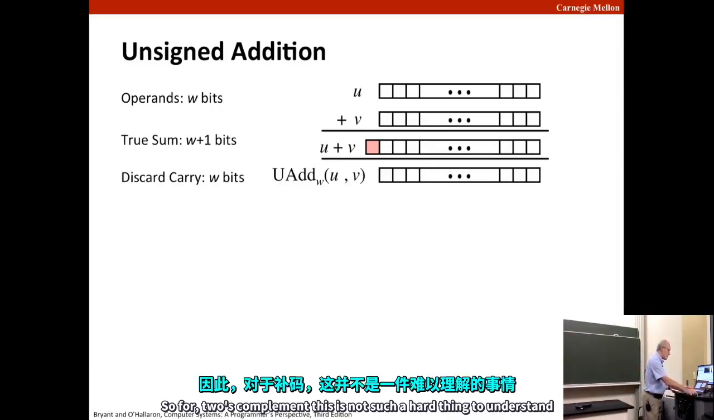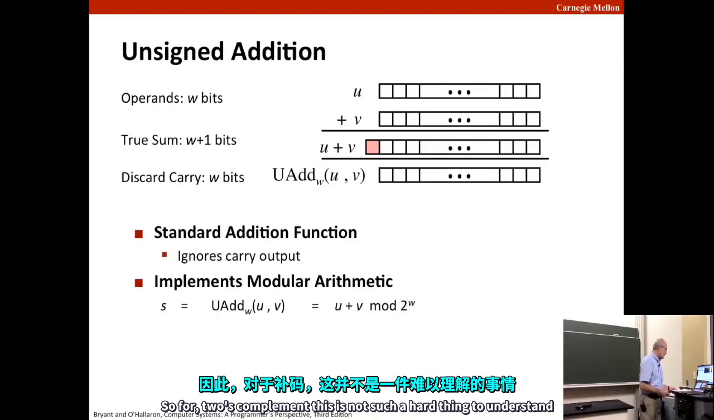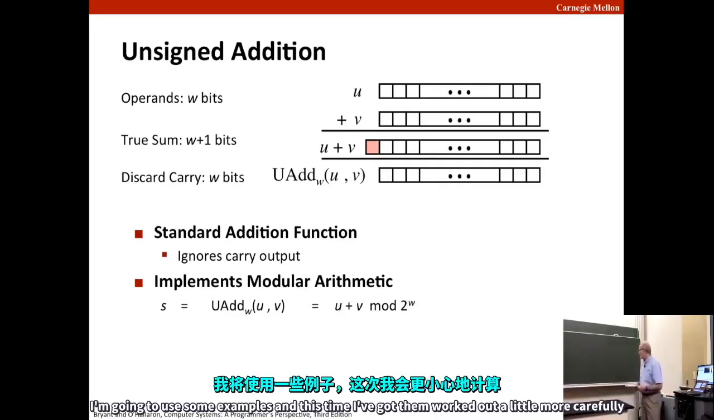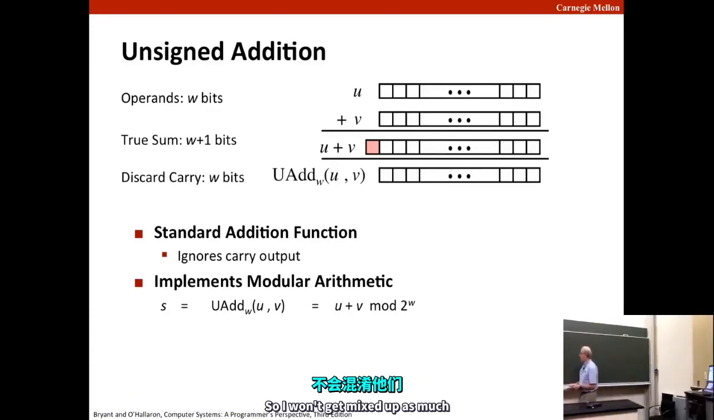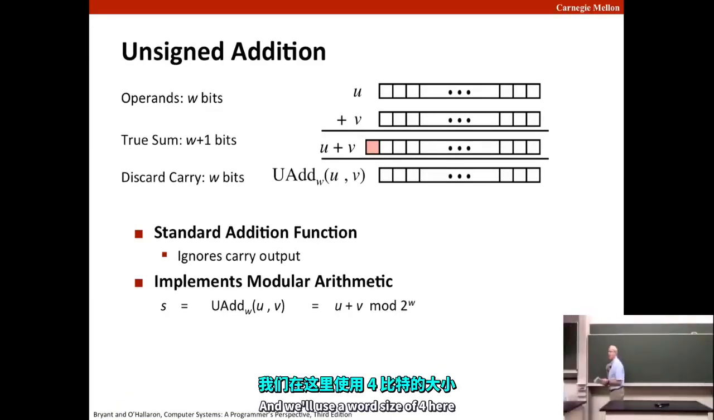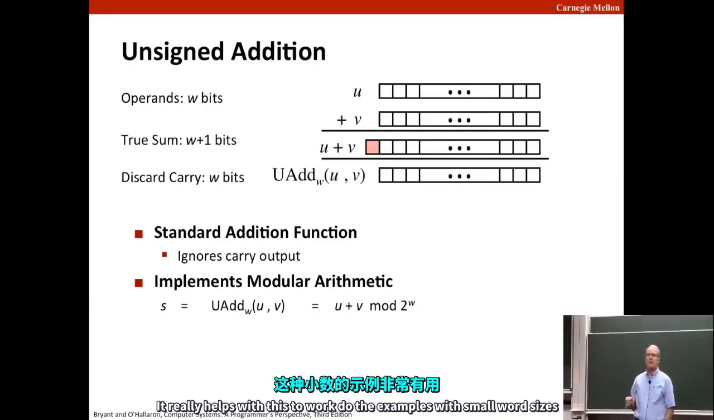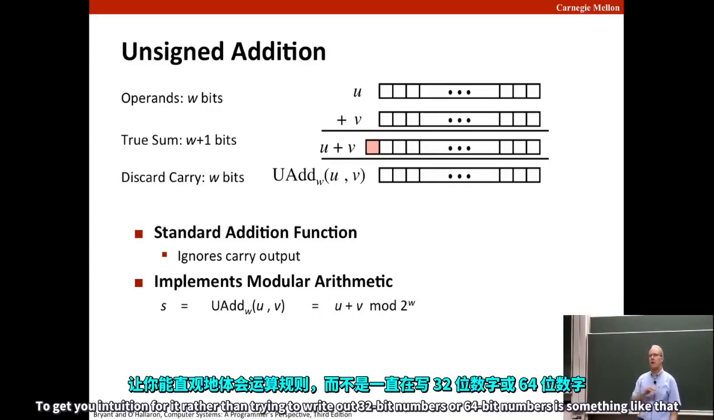So for 2's complement, this is not such a hard thing to understand. It can be thought of as just modular arithmetic, computing modulo 2 to the word size. So I'm going to use some examples, and this time I've got them worked out a little more carefully so I won't get mixed up as much. And we'll use a word size of 4 here. As I mentioned last time, it really helps to do the examples with small word sizes to get your intuition for it, rather than trying to write out 32-bit or 64-bit numbers.